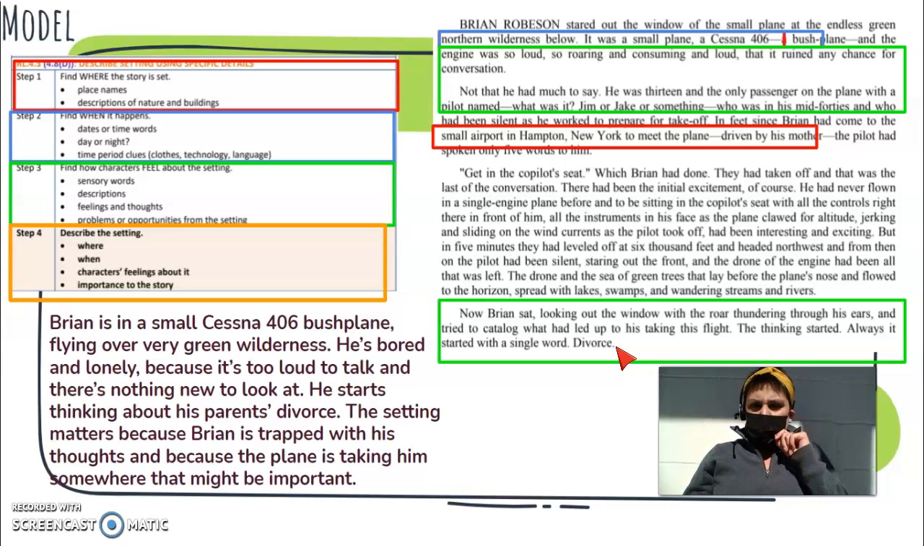So I used all 4 steps and described that setting using text evidence, using about why it's important to the story, and how he's feeling. So I want you to stop and think, what were my 4 steps and how was I successful?